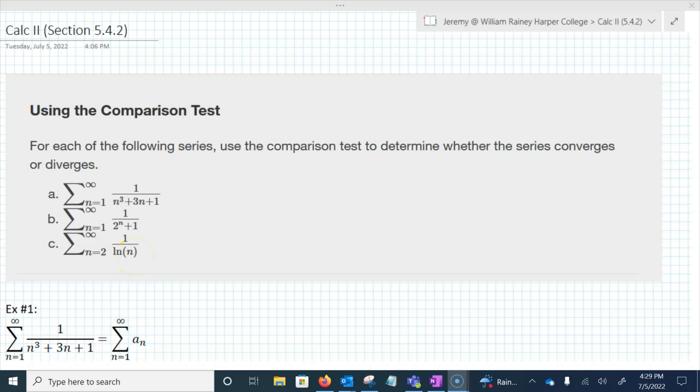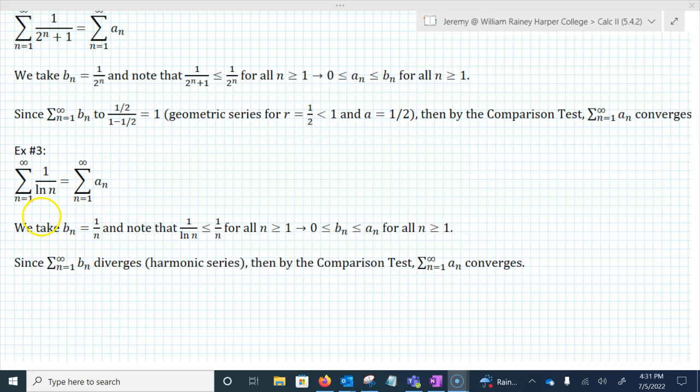So let's go ahead and write that up formally for example 3. All right, so here I've got my a sub n's as 1 over natural log n. And I'm going to take b sub n's as 1 over n. Again, those are the terms in the harmonic series. And I note that 1 over natural log n is greater than or equal to 1 over n for all n bigger than or equal to 2. So what that means is the b sub n terms are in fact less than or equal to the a sub n terms. But I know that the b sub n terms in the series make up the harmonic series, which diverges. Then by the comparison test, the series of a sub n's also diverges.